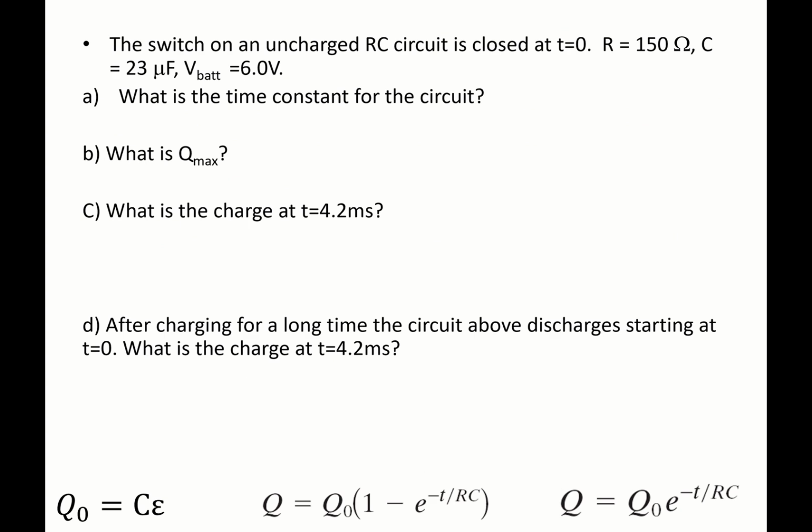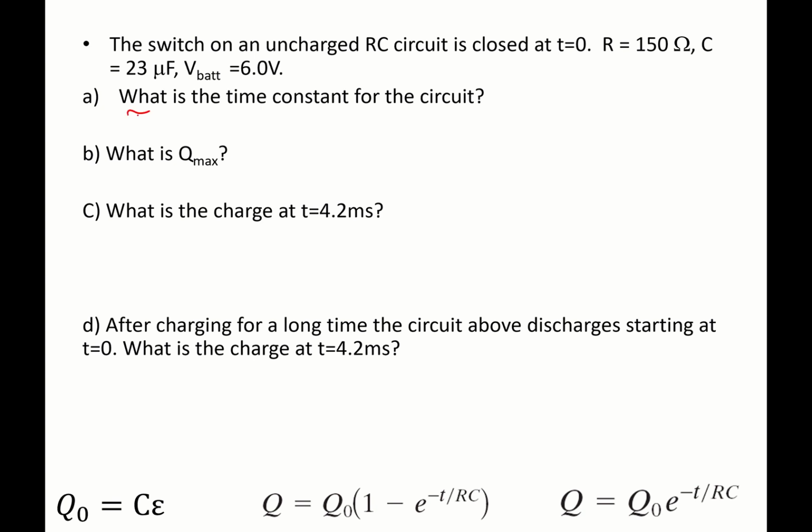So let's start off with a simple calculation, which is just going to be primarily plug and chug. So here we've got an uncharged RC circuit. We're going to close a switch, and they tell us that we've got a resistance of 150 ohms, a capacitance of 23 microfarads, and a battery voltage of 6 volts. So let's just go through this step by step and figure out what's the time constant for the circuit.